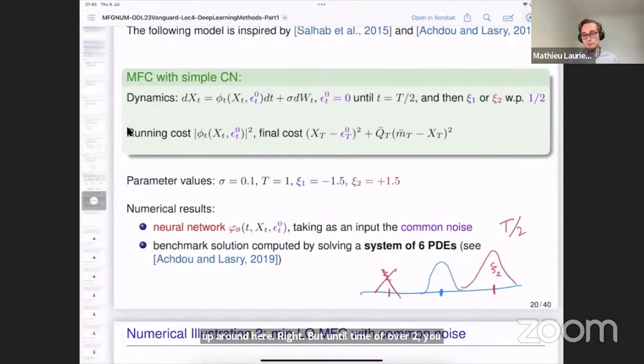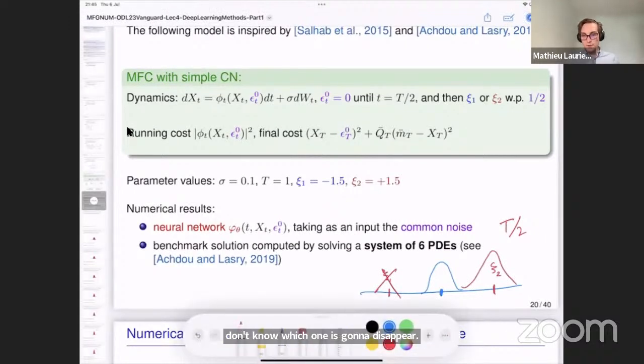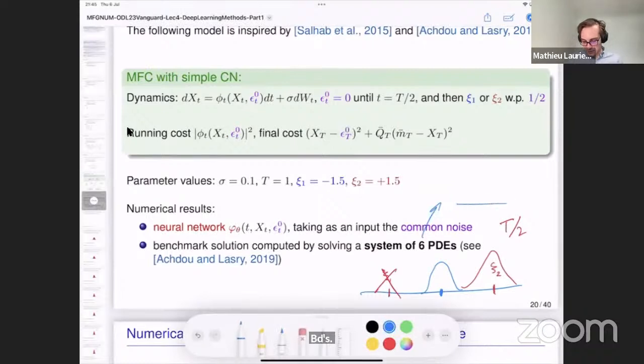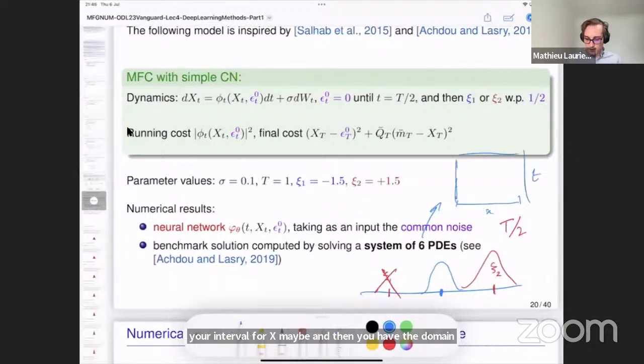So actually, if you try to apply the techniques I've described before, it's not completely impossible, but you are going to end up with a system of 6 PDEs. And the intuition is that you are going to have one PDE. So let me represent it like this. You have your interval for X maybe, and then you have the domain in time here. But the point is that at time T/2, there is an event. This is time capital T.